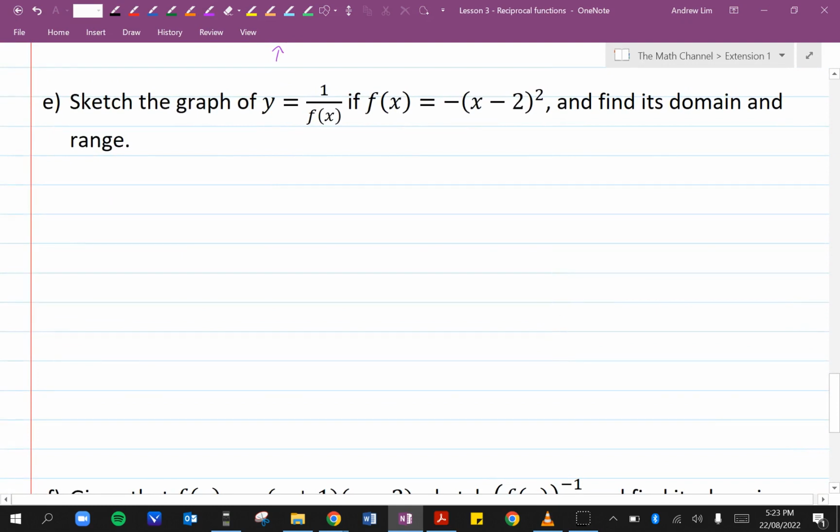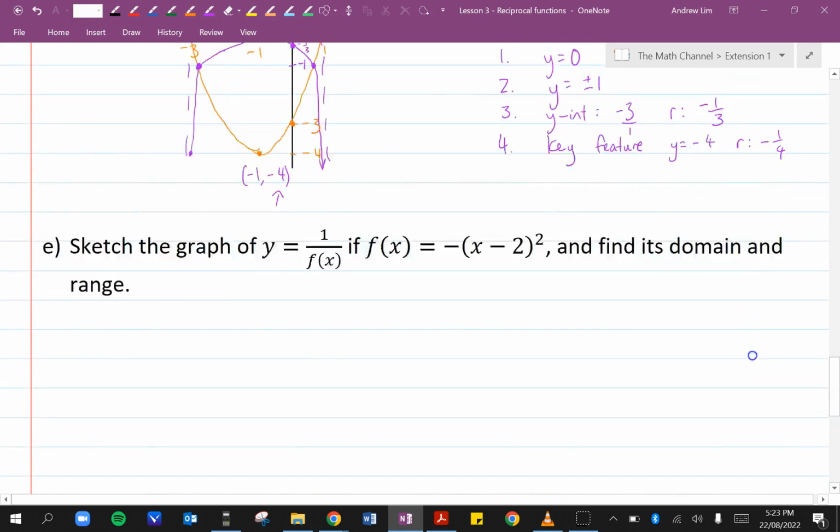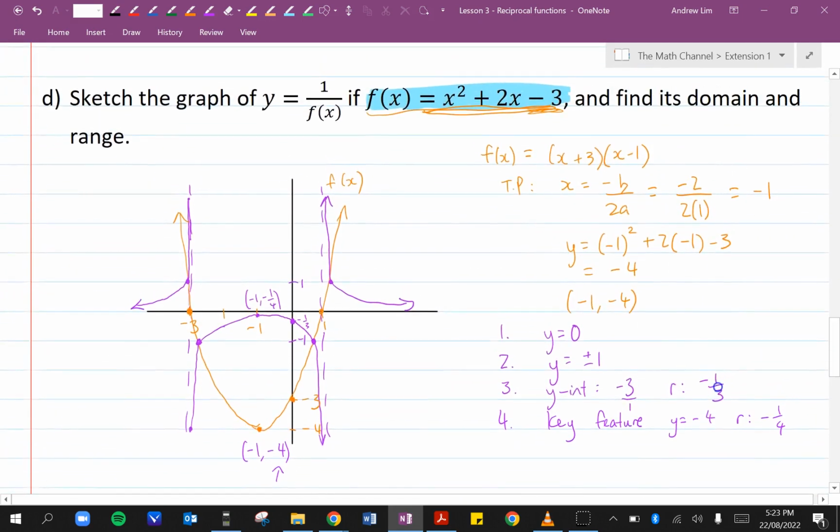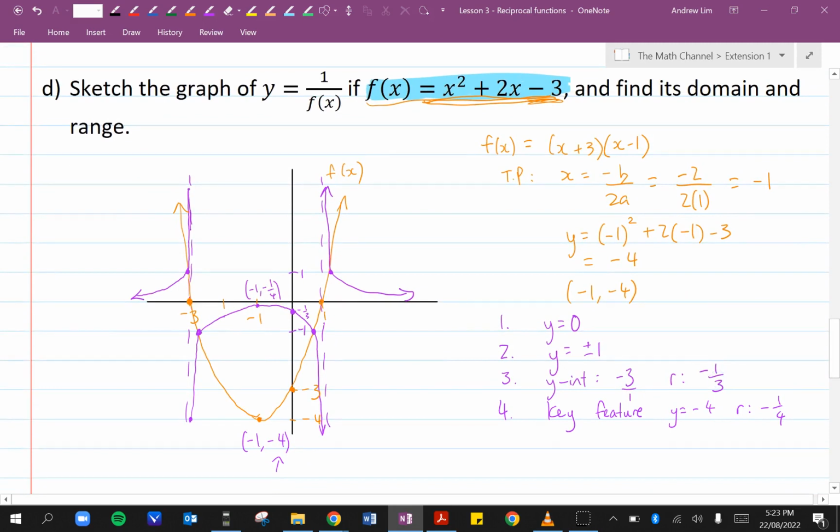Sketch the graph of y equals 1 over f of x if f of x is equal to negative (x minus 2) squared, and find its domain and range. I just realized that I did not work out the domain and range for question D, so let me just go back up and let's have a look at this.